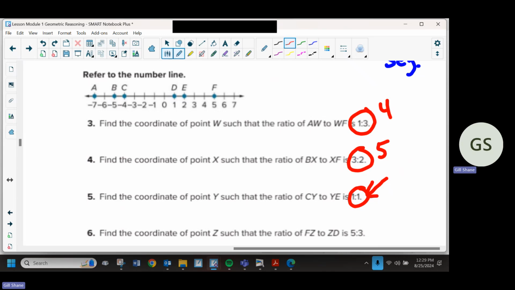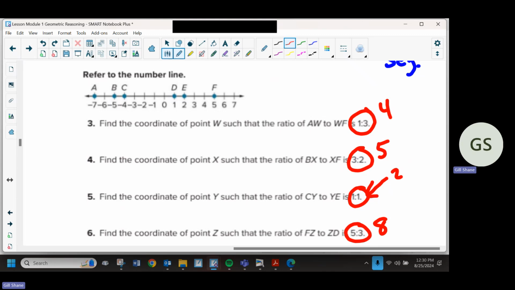So you're going to wind up finding the point right in the middle. This would be a total of 2. If you're going to do it the ratio way and divide to figure out how many smaller segments you need, those are the answers right there. You'd need 4 in problem 3, 5 smaller segments in 4, 2 smaller segments in problem 5, 8 smaller segments in problem 6.